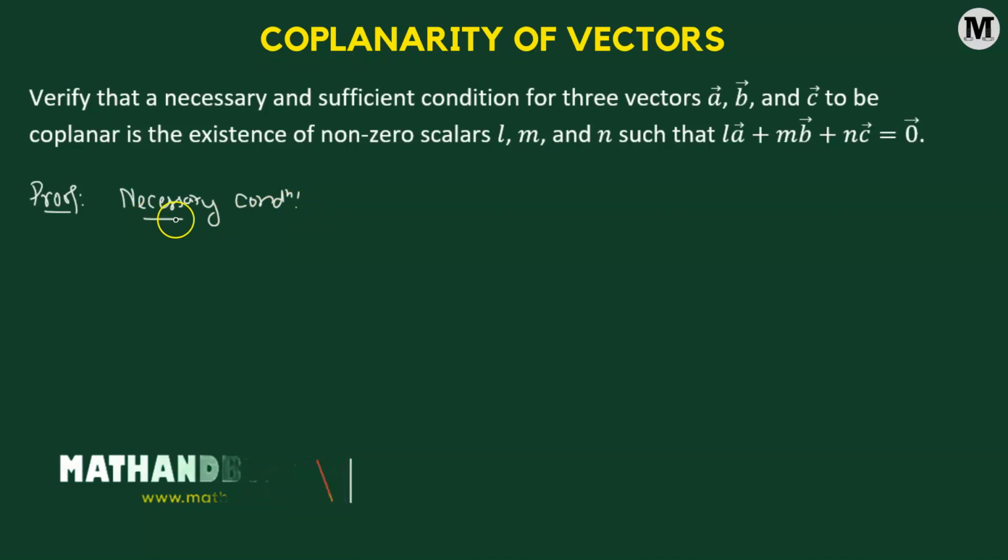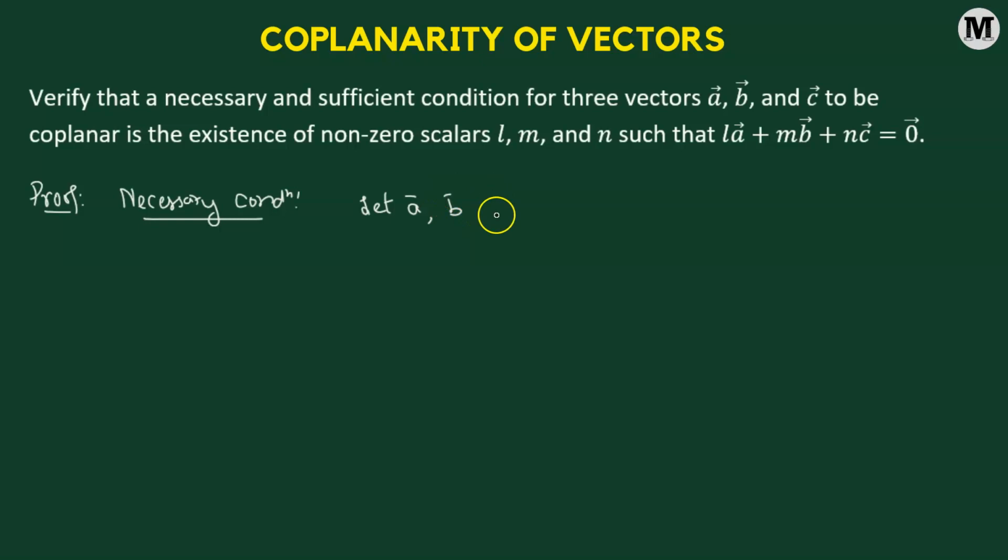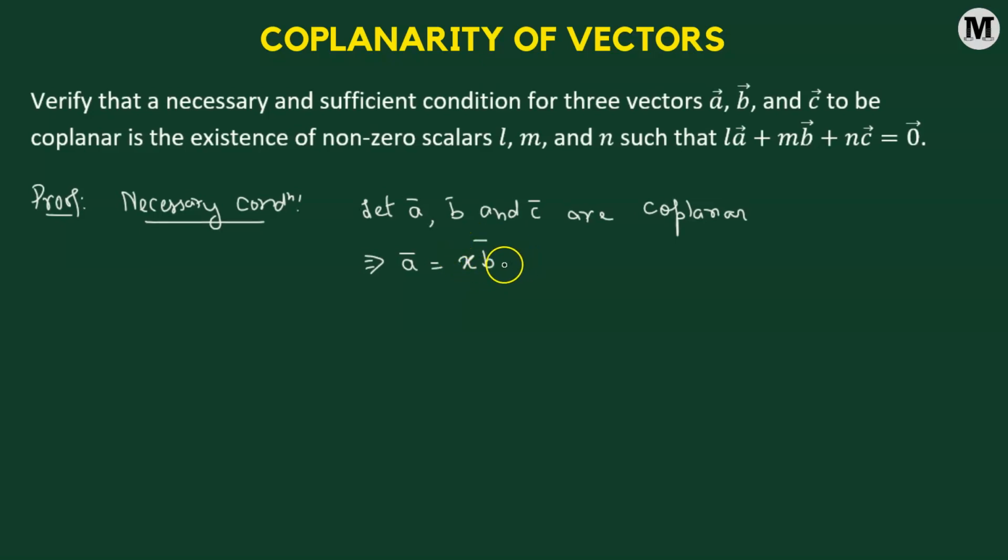We will begin by considering that the vectors A, B, and C, these three vectors, are coplanar. Now, what does it mean when we say that three vectors are coplanar? Three vectors are coplanar means that if we pick up any one of the vectors, it can always be expressed as the linear combination of the other two vectors, x times b vector plus y times c vector, where we'll be considering x and y to be some scalars. Now, let's rearrange the terms.